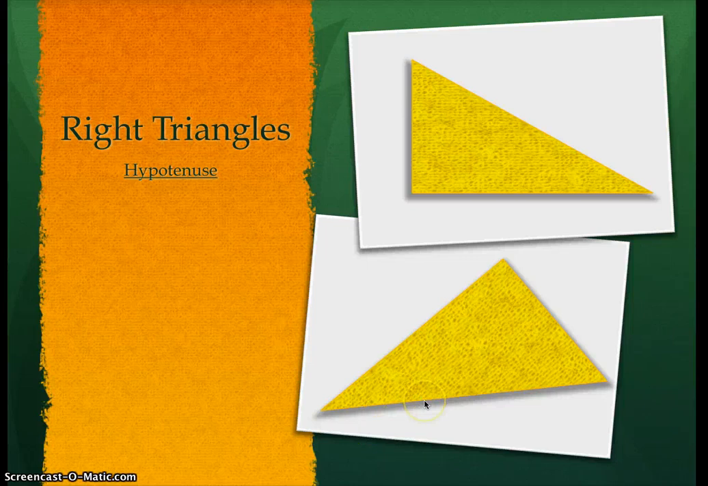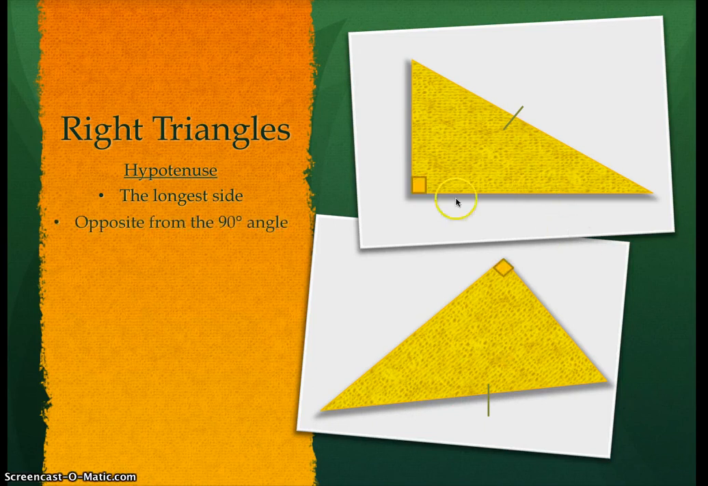Okay, so that begs the question: which is the hypotenuse and which is the leg? Well, the hypotenuse is the longest side of a triangle. Here I've marked the hypotenuse. More technically, the hypotenuse is the side that is opposite from the 90-degree angle. So you find the 90, then you come directly across. That is the hypotenuse.